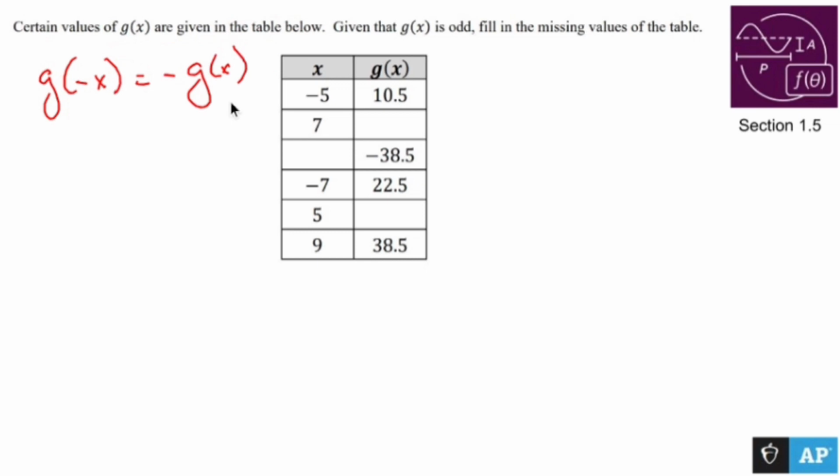What does that mean? Well, that means if I were to take negative 5 and make that its opposite, I'm going to get the opposite of this. So g of negative 5, which is g of positive 5, is going to be negative g of x, or negative 10.5. So g of negative 7 is going to be negative 22.5. And u is going to be the opposite of u, which is negative 9. Pretty easy stuff.